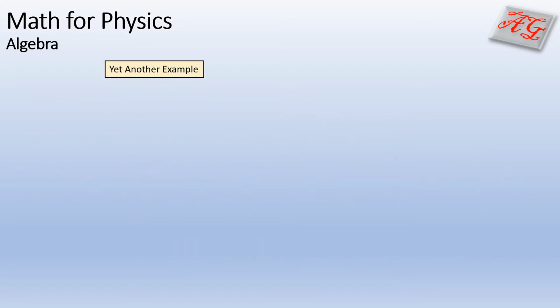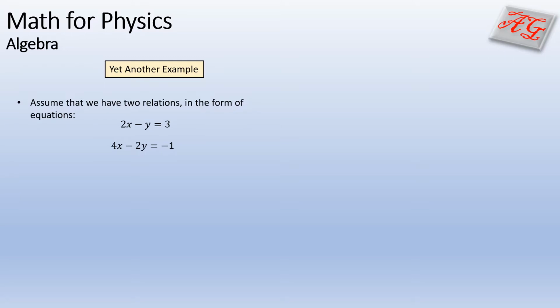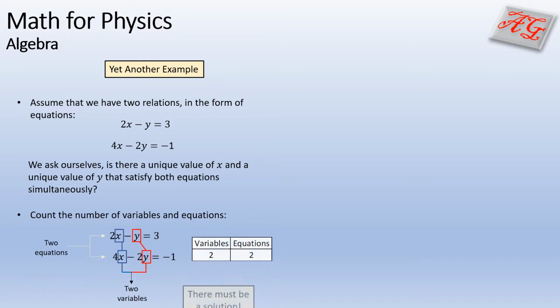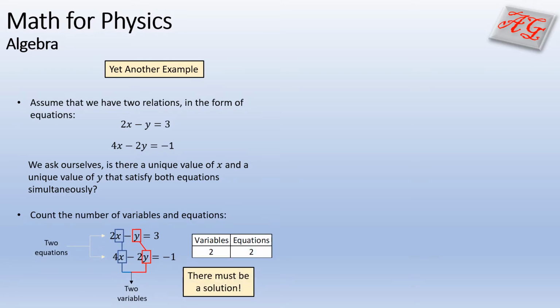Let's give another example. Suppose that you have two relations in the form of equations. And as we did for the previous examples, we want to find the values of x and y that satisfy these equations simultaneously. We can again count the number of variables and equations we have, and according to what we discussed, we have two variables and two equations, so there must be a solution to the problem. So let's try to find the exact solution to the problem.